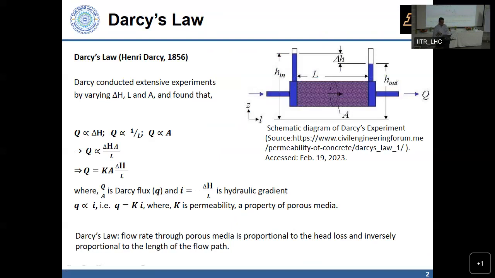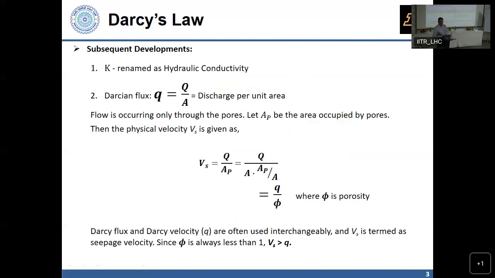So Q over A, this is small q, the Darcian flux. It measures the discharge per unit area. But as we talked about, this is a porous medium, so the entire cross-section area is not all occupied by pores. Only a fraction of this area is actually involved in water conduction. And so the velocity that we would think of is some sort of an effective velocity.